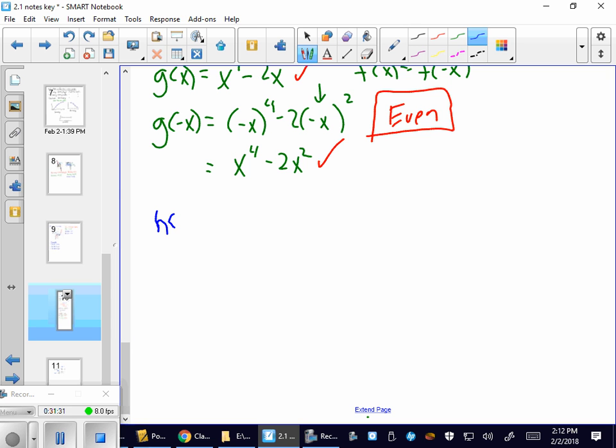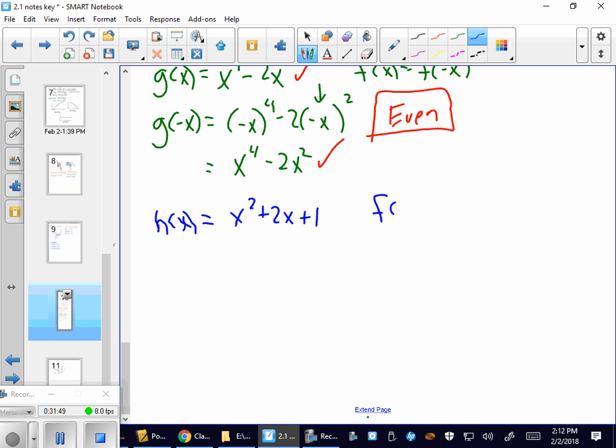So we'll do h of x. I apologize for the squiggly lines. This is something that has to do with the projector that I'm using. It doesn't have anything to do with my writing. I write bad, but not that bad. X squared plus 2x plus 1.